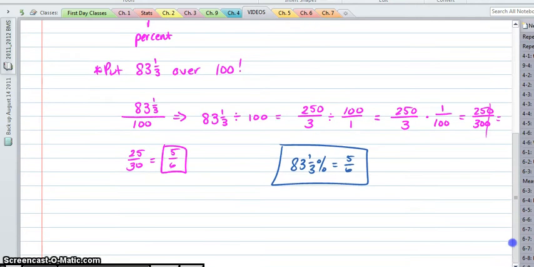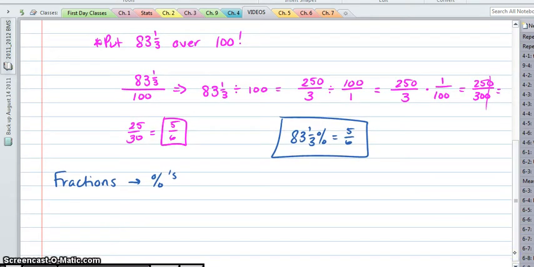So let's change fractions to percentages. There are a few different ways we can do this. You can write an equivalent fraction with a denominator of 100, kind of set up a proportion and solve, or you can change your fraction into a decimal and then multiply by 100 and get your percentage that way. Please note that whenever you're changing something into a percent, you do need to have the percent sign.